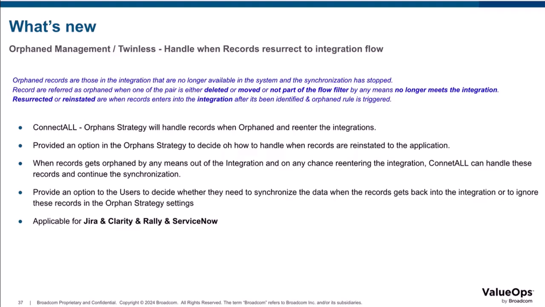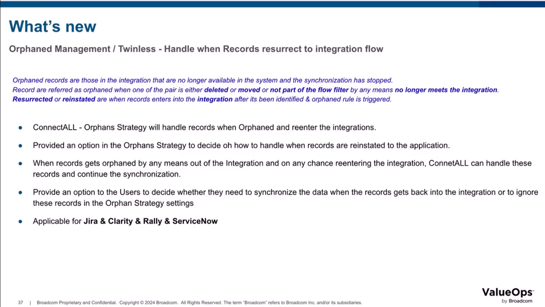To start with, what is orphaned? Orphans are those records that are no more part of the integration. The reason a record gets orphaned is because it can either be deleted, moved to a different project that is not part of your automation, or it is not part of the flow filter. Ideally, any of these conditions which no longer meets the integration, the record is referred to as orphaned.